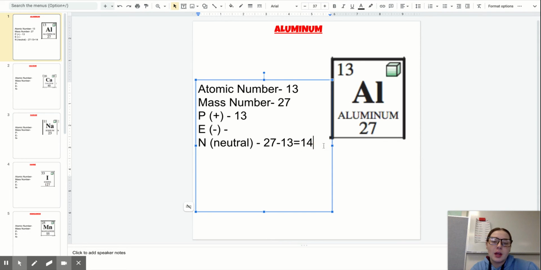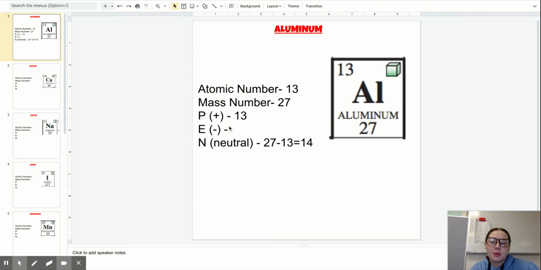Okay. Now, going back up to electrons. So electrons, I skipped this because there are a few things I want to touch base on. So there are some elements that are negatively charged, there are some that are positively charged, and then there are some that are all just neutrally charged.